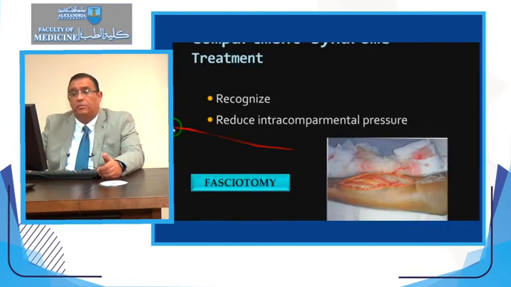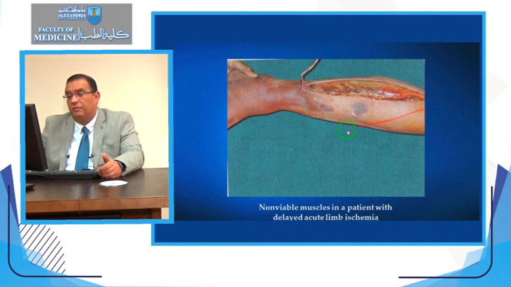What is the treatment of compartment syndrome? First, diagnose it. Recognize the syndrome, then reduce the intracompartment pressure by fasciotomy. Here we do either open fasciotomy or semi-closed fasciotomy. If we do the fasciotomy and find healthy, good muscles, this is a good sign that the patient will pass. But if we do the fasciotomy and find dead or non-viable muscle with mottling, this means the patient needs to be amputated, rather than risk systemic manifestations and respiratory and renal failure.